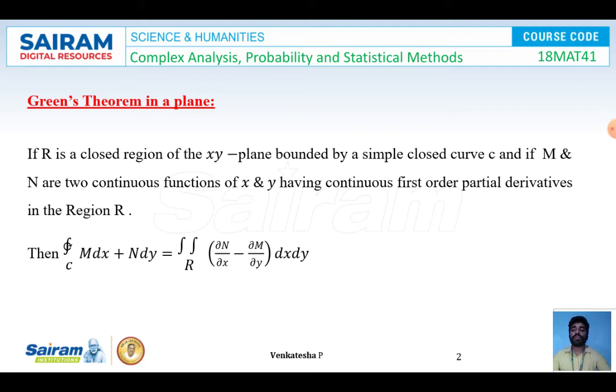To know about Cauchy's theorem, we should know the basic concept of Green's theorem in a plane also. The statement is, if R is a closed region of the xy plane bounded by a simple closed curve C, and if M and N are two continuous functions of x and y having continuous first order partial derivatives in the region R, then the integral over C of M dx plus N dy is equal to the double integral over the region R of (∂N/∂x minus ∂M/∂y) dx dy.